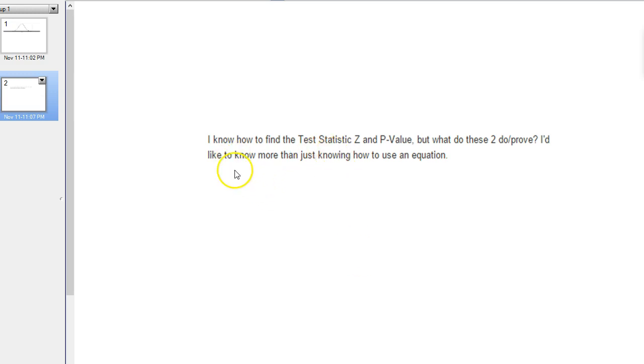Alright, I just got this question. I know how to find the test statistic Z. I know how to find the p-value. What do these two do? What do they prove? I'd like to know more than just knowing how to use the equation.